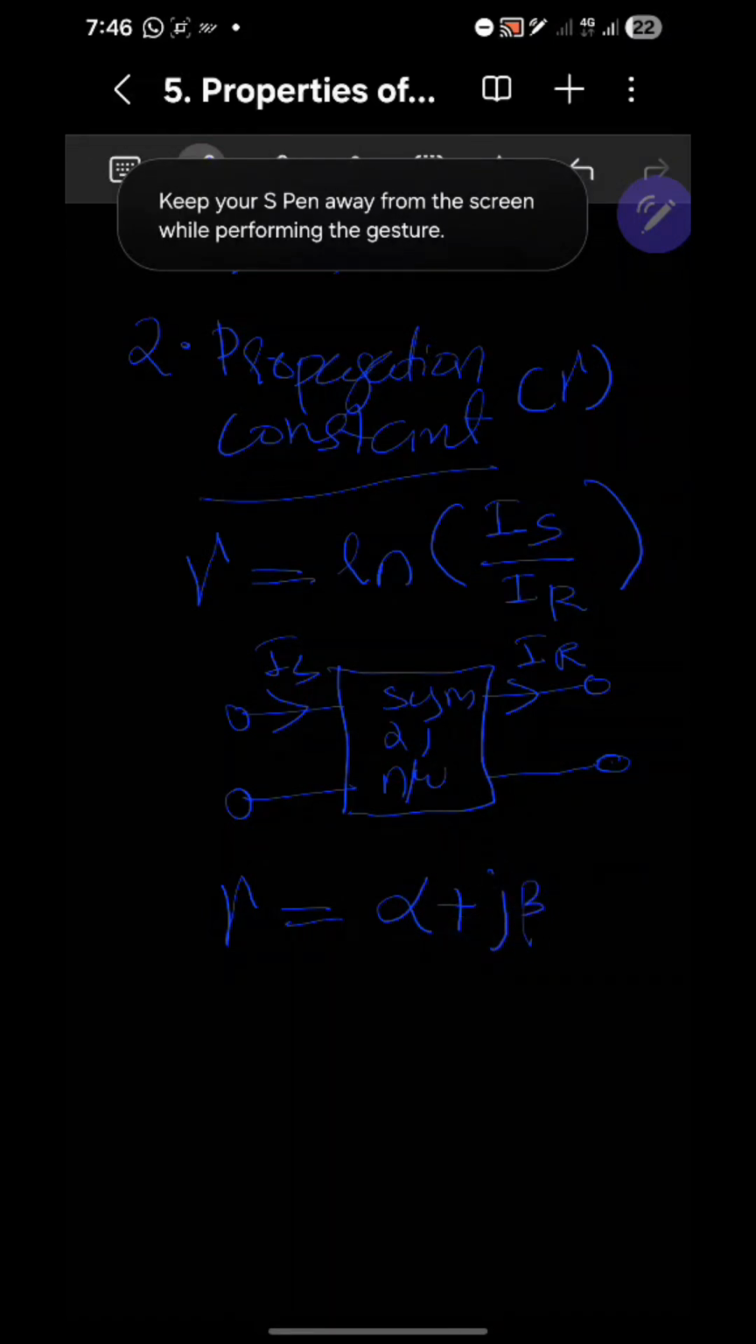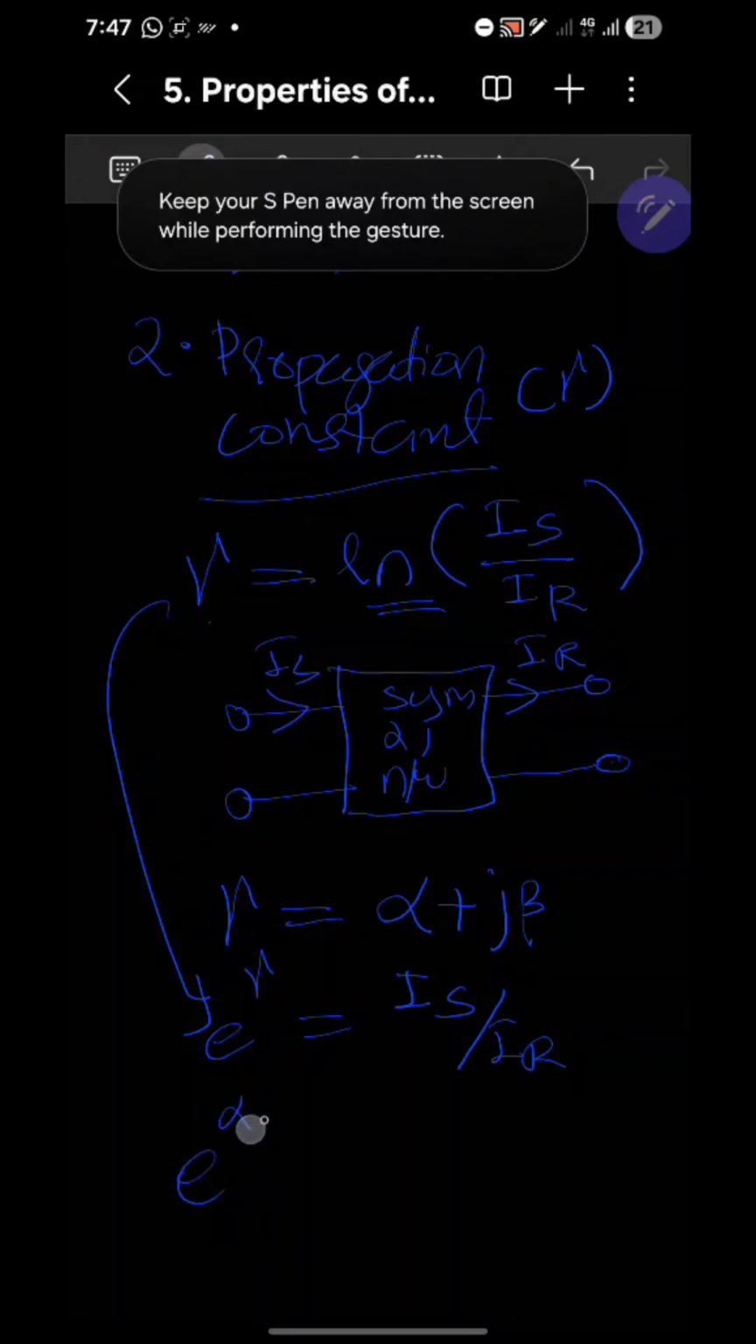This is the general representation of a complex number. So what will be e raised to gamma? E raised to gamma will be, this is the natural logarithm. If you are taking this side, the natural logarithm will become the exponent. So this will be e raised to gamma. From here we can write e raised to gamma will be e raised to alpha plus j beta. So e raised to alpha into e raised to j beta.